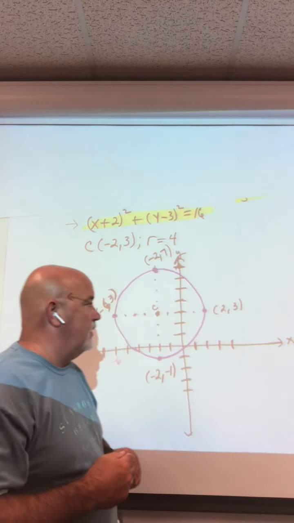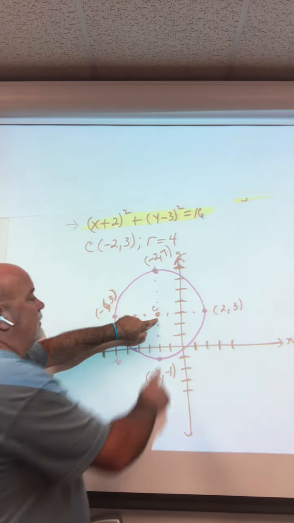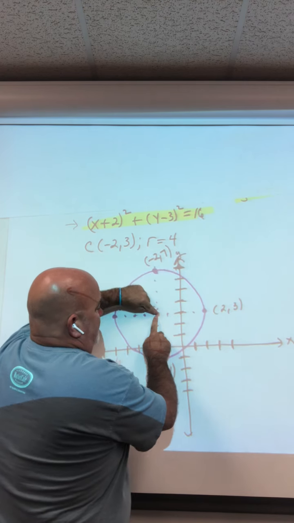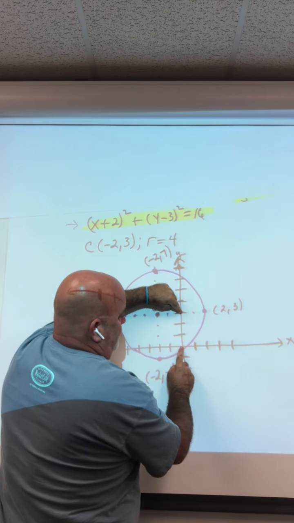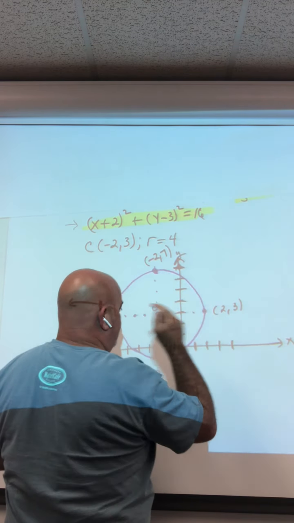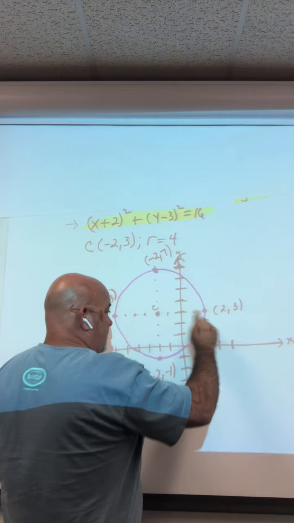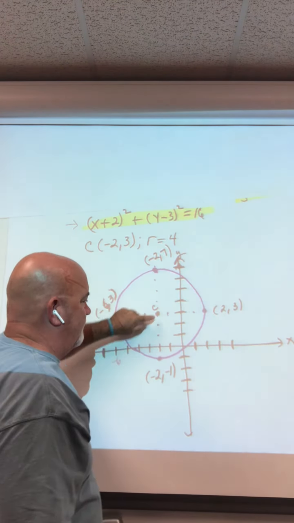So here's what I want to do. I want to come to where my center is, and I'm going to move to the right 4 spaces. So this is 1, 2, 3, 4. And I put a point. And by the way, that's the point 2, comma, 3. You don't have to label that point, but that's where it's at.